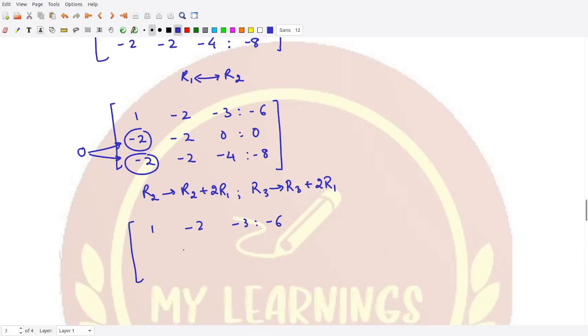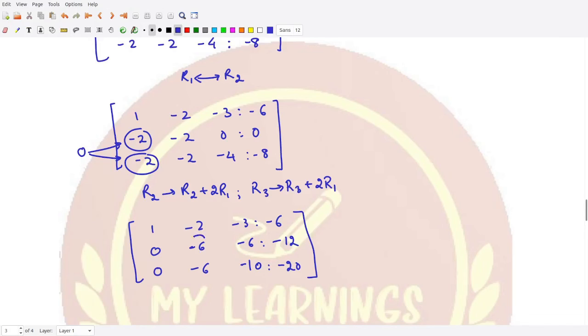For the second row it is now equal to -2 plus 2, that is 0. Then you have -2 plus -4, that is -6, right? Then you have 0 - 6, that is -6, and then you have 0 - 12, that is -12. For the third row it is -2 plus 2, that is 0, -2 - 4, that is -6, then it is -4 - 6, that is -10, and finally it is -8 - 12, that is -20, right?